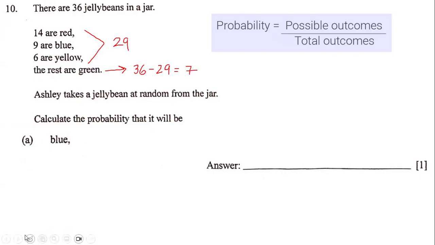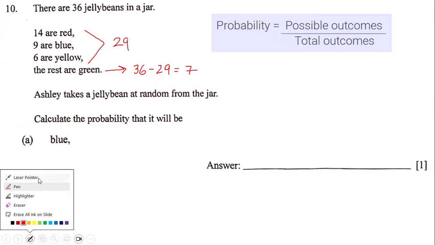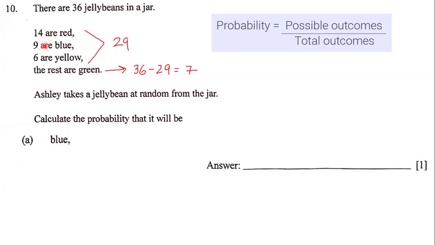So what do we have? Well, we have 14 that are red, 9 are blue, 6 are yellow, and 7 are green. And if you add 14, 9, 6, and 7, that would give you 36. And so we know the total outcomes is definitely 36. That's the total. But how many blue jelly beans do we have? That would be the possible outcomes.